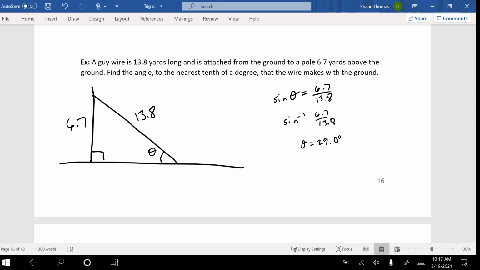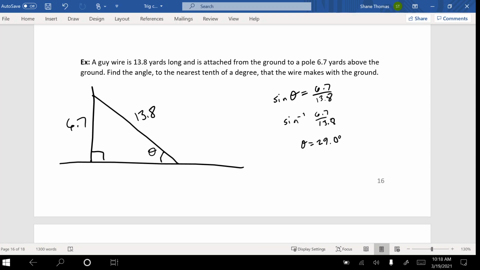Okay, 29.0. Did you put cosine possibly? Make sure you typed it in right. All right. This is another one too. I think someone else had the 13.8 on top and 6.7 on the bottom, and then they got an error message. Okay. It was all in the setup on these.